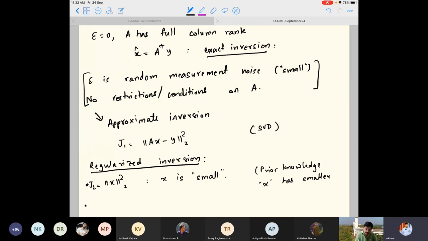Or you can have another objective. What might that objective be? That objective might be that it is a solution that still minimizes this, but on top of it, it is also close to some prior vector. So x is close to a vector x prior. This is also something that you will like to impose, saying that I want a solution to this Ax equals y, but at the same time I want this x to be as close to x prior as possible.